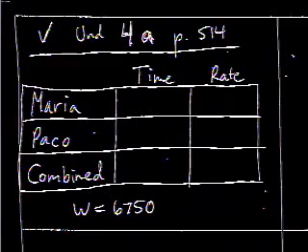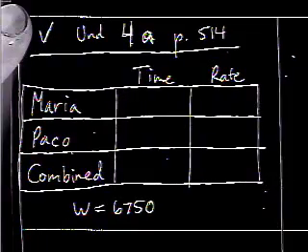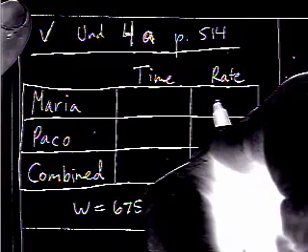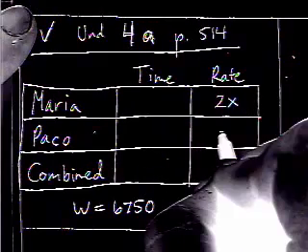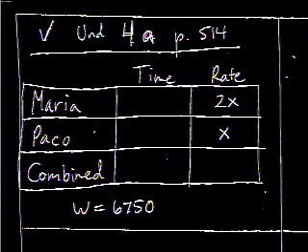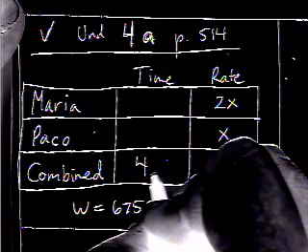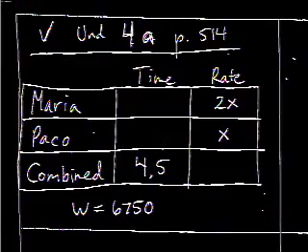All right, my last example is check understanding 4a on page 514. It is another type of situation like we were doing before. This time it says, suppose Maria can stuff envelopes twice as fast as her friend Paco. So Maria can do it twice as fast. Her rate is twice as much as Paco's rate. I do not know what Paco's rate is. It does say that together they can stuff envelopes in 4.5 hours. So their combined time is 4.5 hours.